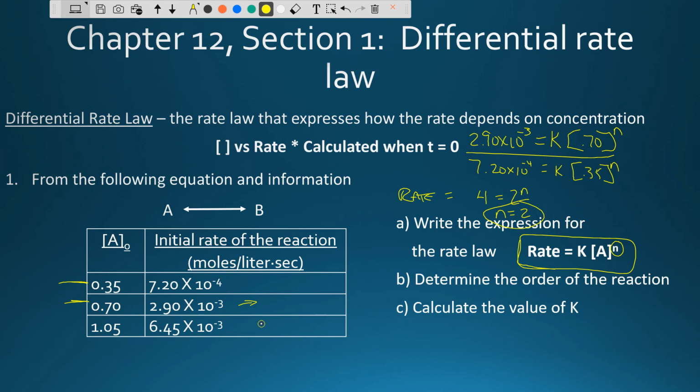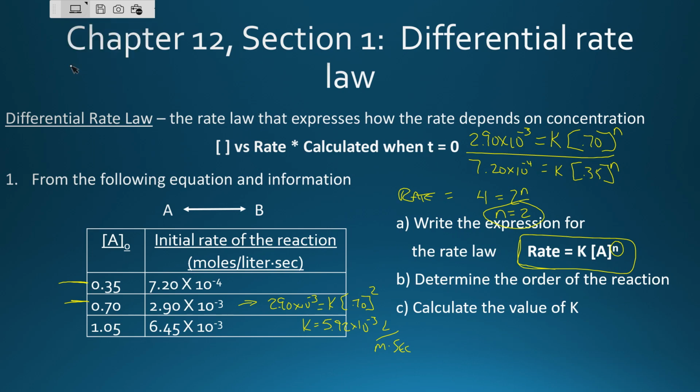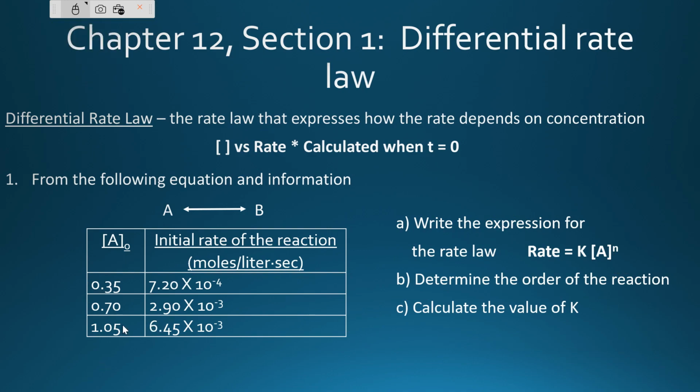And then I can just plug in my values. If I have 2.90 times 10 to the negative third, that will equal K times my concentration, which is 0.70, and now we know that it's squared. So my K value ends up being 5.92 times 10 to the negative third. Now, what that means is the units on this are going to be liters per mole per second. So basically it's just plugging in values once we know our order. And we found our order by just dividing it out. With those values, we could see to what order they're going to be functioning.